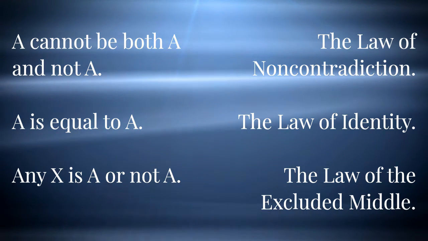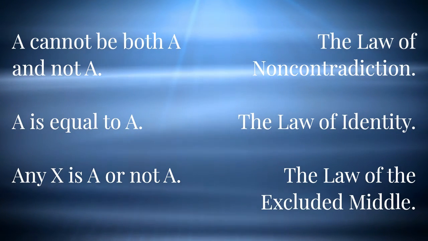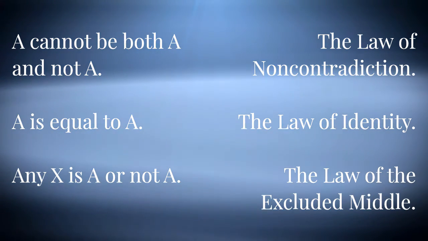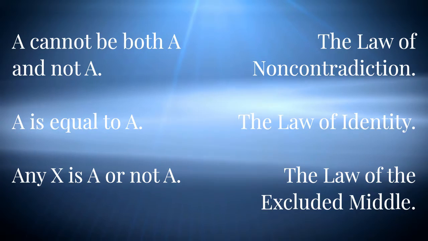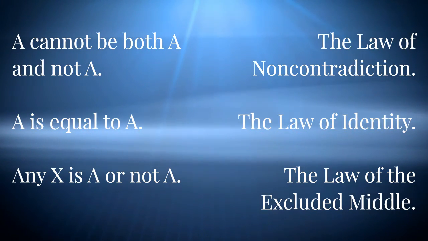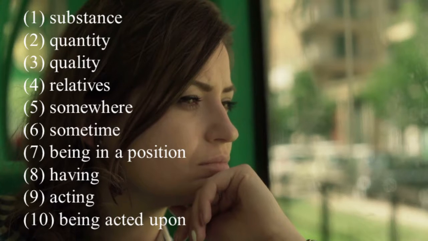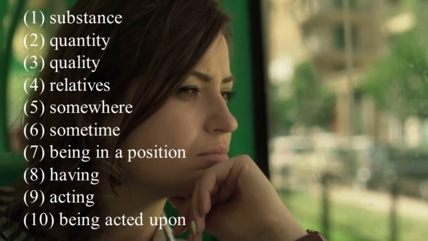Lastly, the law of the excluded middle. Any X is A, or not A. There's no in between, and this follows naturally from the law of non-contradiction. Notice further that Aristotle's categories of being can also kind of be thought of as categories of thought. We can give examples of each category syllogistically, as I'll explain more fully when we get into the logic proper portion of this lecture.